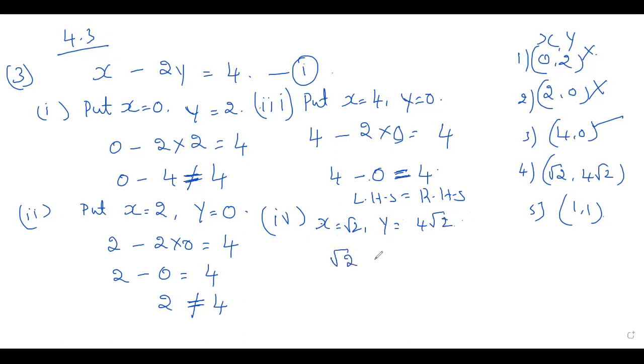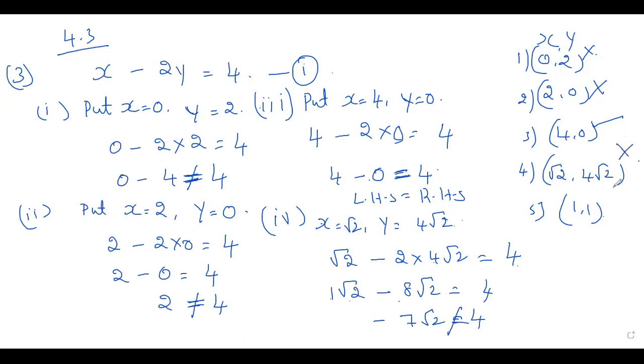X is root 2, minus 2 into y is 4 root 2, that is equal to 4. So I'll write 2 minus 2 fours are 8. I'll write here 1. 1 root 2 minus 8 root 2, that is minus 7 root 2. Okay, that is equal to 4. So both are not equal. This is also not the solution.